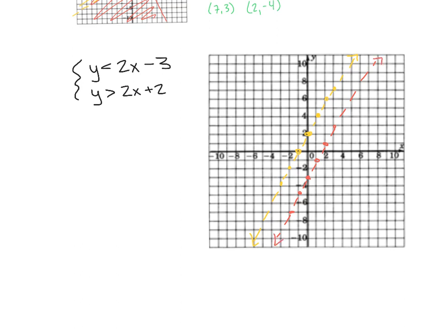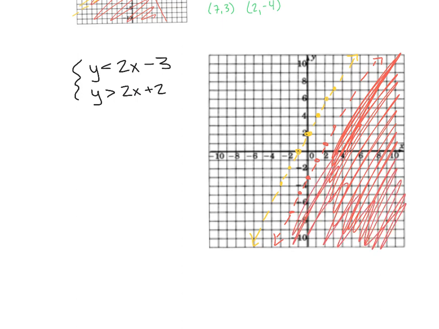Now we have to shade those. So we'll shade the red first. It's a less than. So we shade below the line. Okay. And then the yellow is greater than, so we shade above the line.